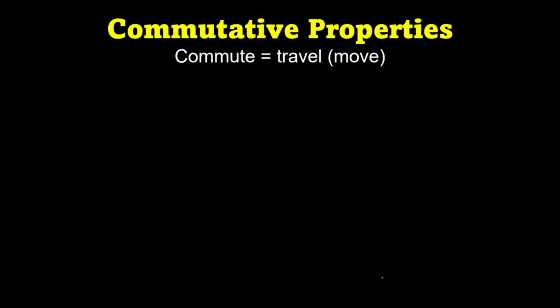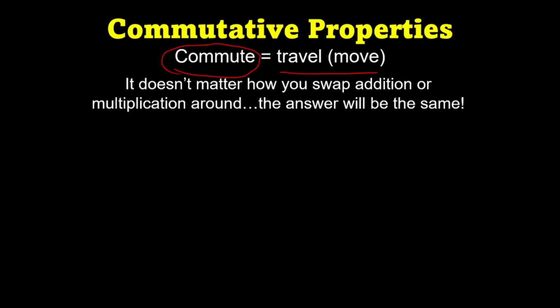Next property is commutative properties. So, meron ulit tayong dalawang commutative property for addition and commutative property for multiplication. So, yung root word ng commutative ay commute, which means travel or move. Okay, so travel or move, o ibig sabihin ng pinagbali-baligtad, kahit pagbaligtarin. Okay? Ang definition niya, it doesn't matter how you swap, or kahit paanong siya i-move, pagbaligtarin, addition or multiplication around, the answer will be the same.